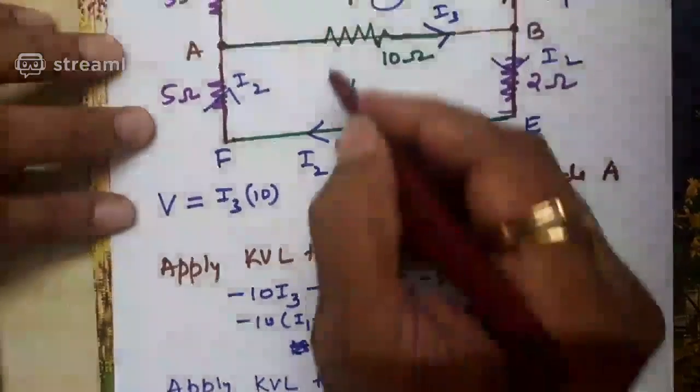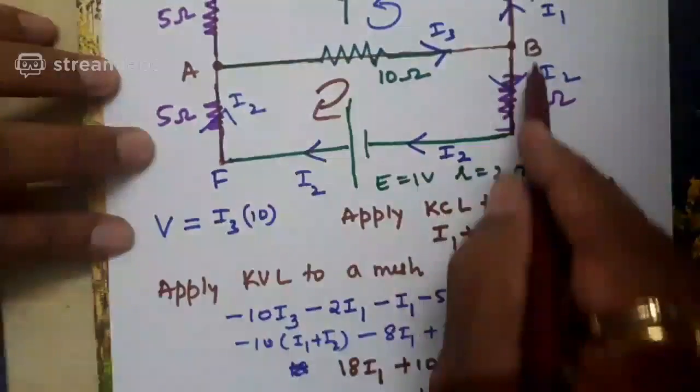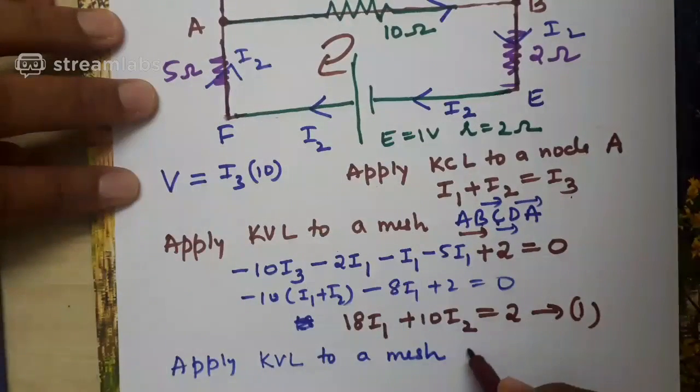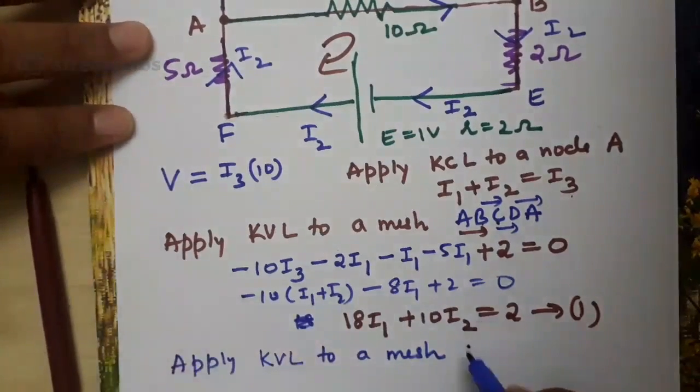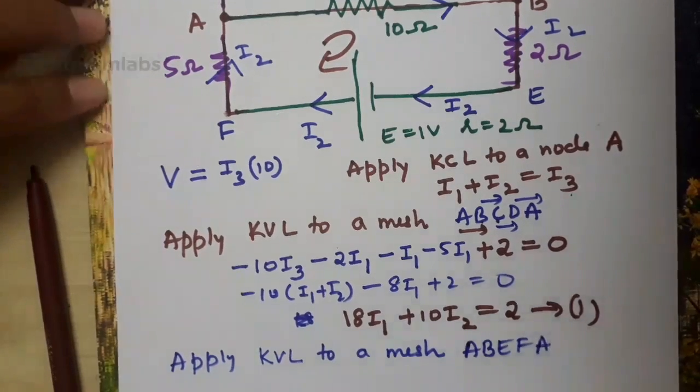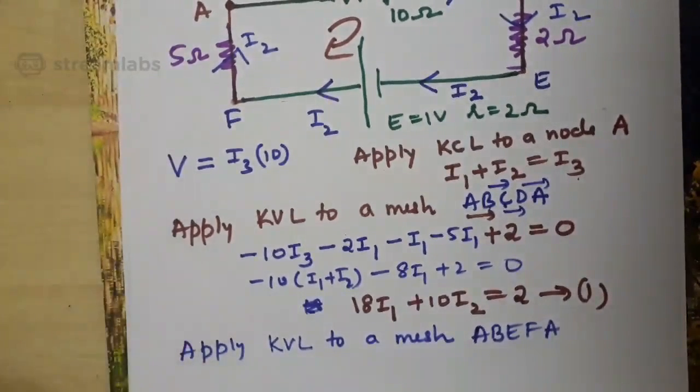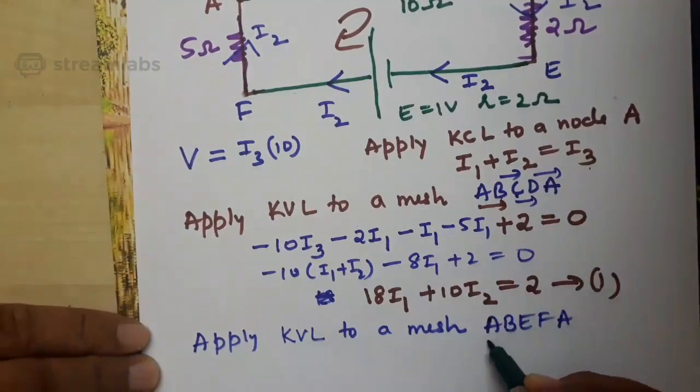One more mesh I will select. A, B, E, F, A. Be quick. I'm not going to complete the problem. It will be homework for you. I'll just write the equation and keep it with you.